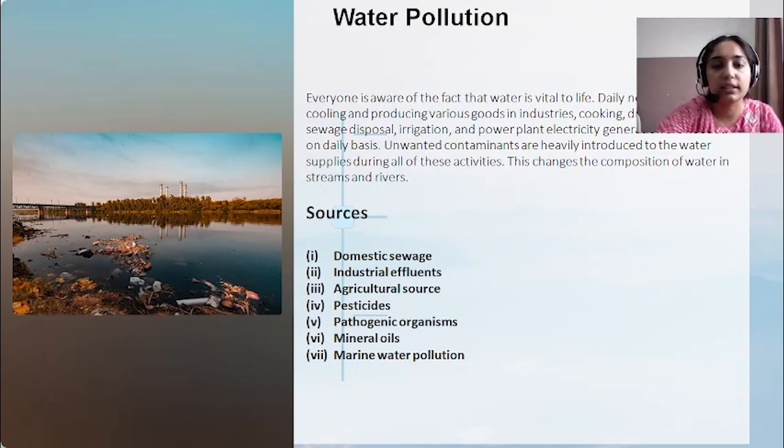Now, the next is agriculture source. How does the agriculture source contribute to water pollution? See, for doing agriculture activities, for the crops, we require some fertilizers. They can be non-biodegradable fertilizers which may seep into the land and later on release into the water bodies.